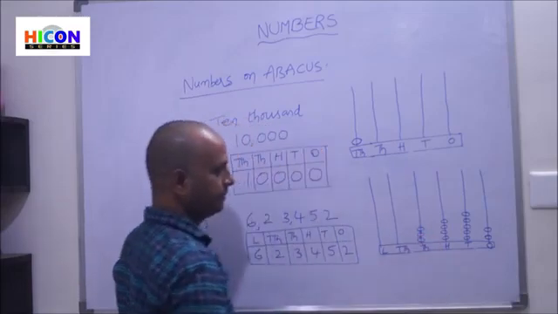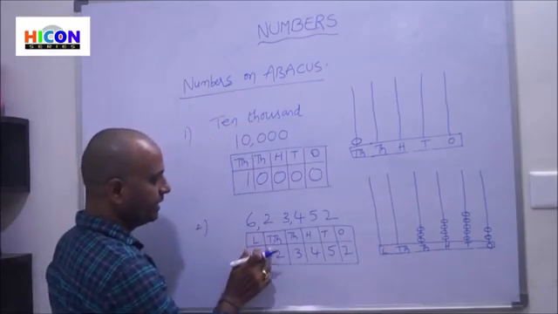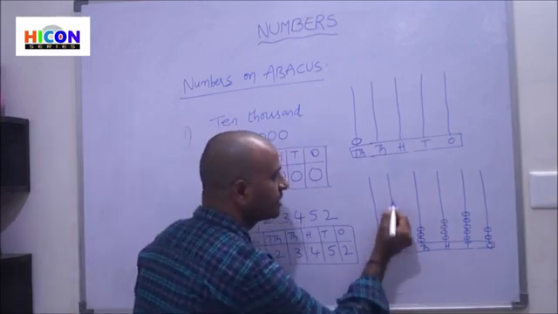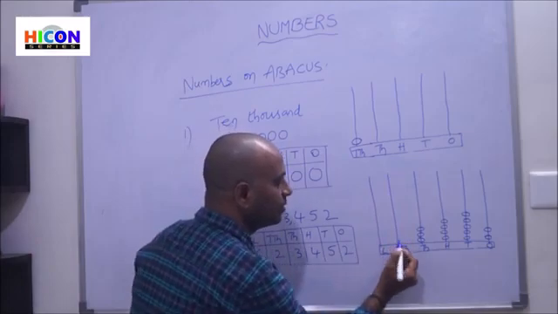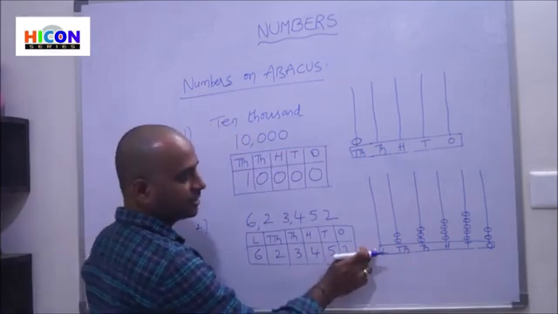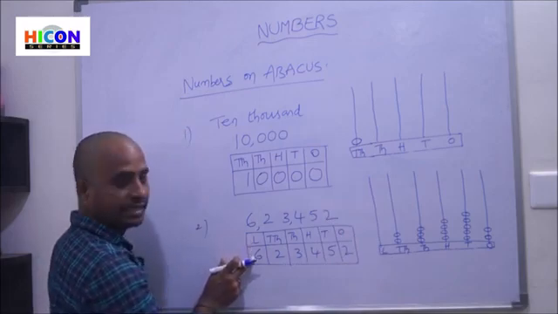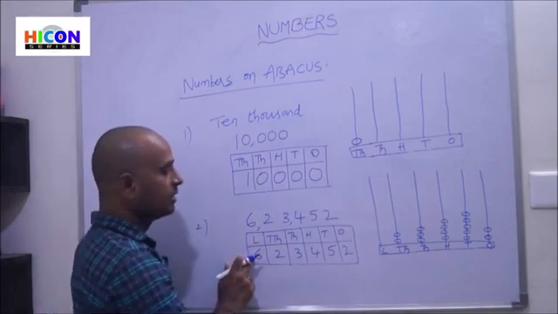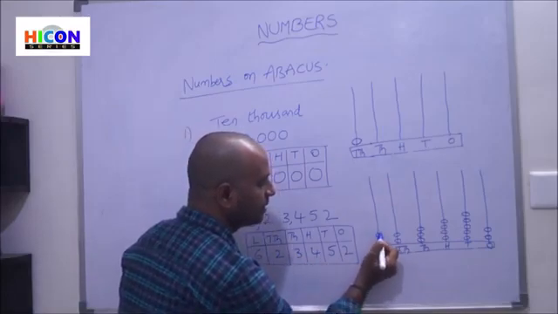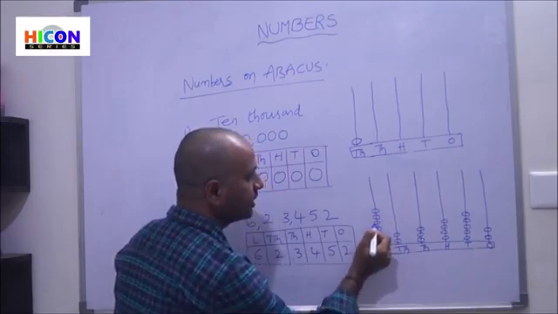1, 2, 3. Next, the fifth stick represents 10,000's place. In 10,000's place, the digit is 2. That's why we have to draw 2 beads on the 10,000's stick. Next, the last stick, the sixth stick, represents lakhs place. In lakhs place, the digit is 6. That's why we have to draw 6 beads on the lakhs place stick. 1, 2, 3, 4, 5, 6.